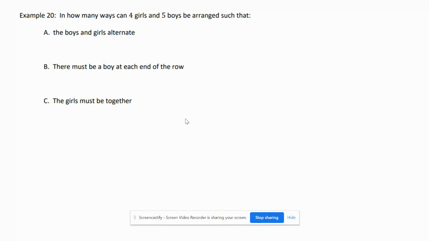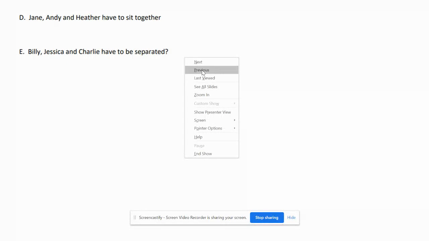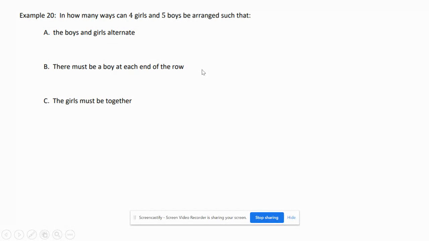In how many ways can 4 girls and 5 boys be arranged such that the boys and girls alternate? So in this question, we have 9 people altogether, and it's going to go boy, girl, like this. How many boys do we have? We have 5. How many girls do we have? 4. Then 4 left, then 3 left, then 3 left, then 2 left, then 2 left, then 1 left, and then 1 boy left over like that.